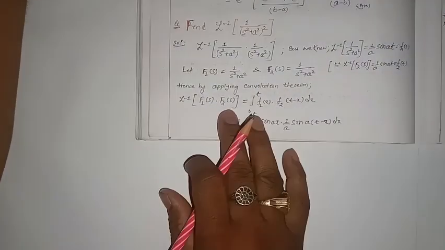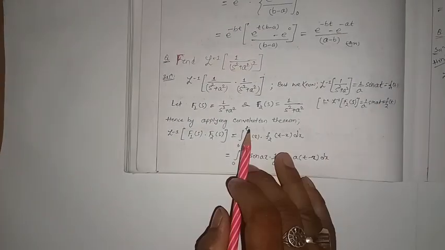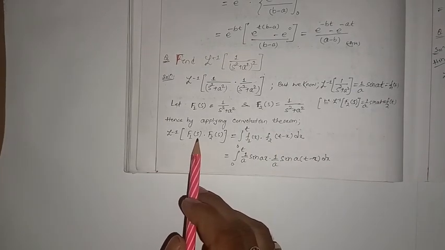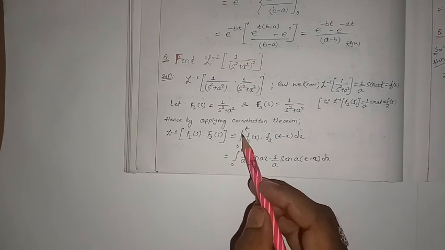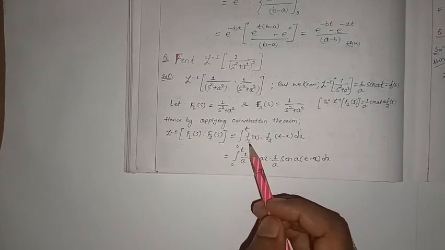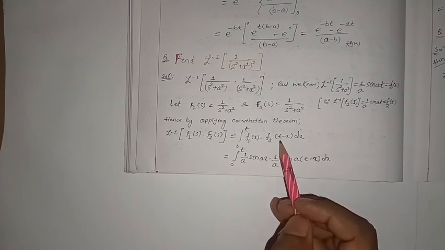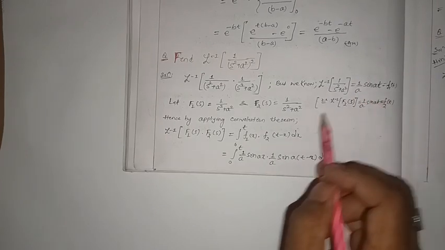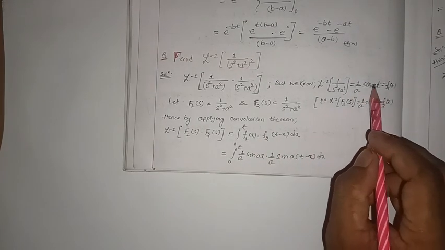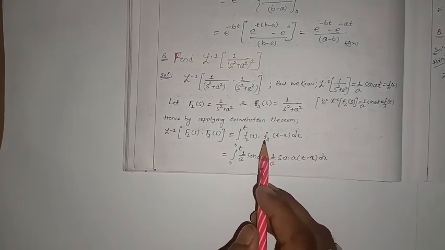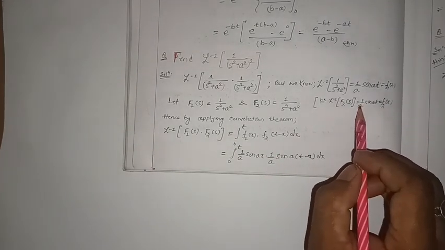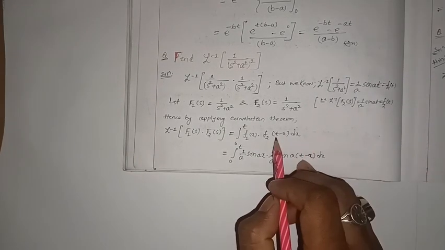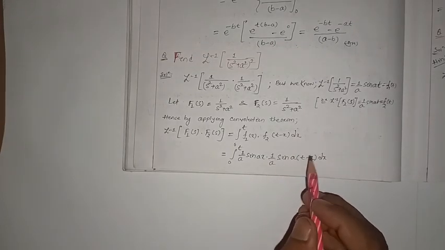Now we have to apply the convolution theorem. By the convolution theorem, the inverse Laplace transform of F1(s) into F2(s) equals the integral from 0 to t of f1(x) into f2(t minus x) dx. f1(t) is nothing but 1 by a sin at, so here for f1(x) we have to write x instead of t. Then f2(t) is also 1 by a sin at, but here we have to write t minus x instead of t, so 1 by a sin a(t minus x).